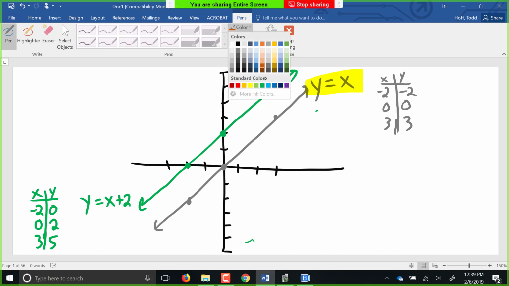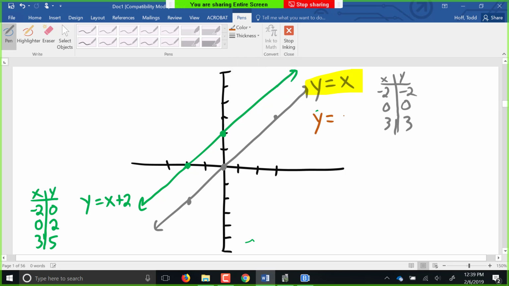What do you think would happen if we subtracted? Like y equals x minus 3. What do you think that's going to do? Move it down 3. Let's check and make sure. So if we have x and y, if x is negative 2, what would y be? Negative 2 minus 3 would be negative 5.